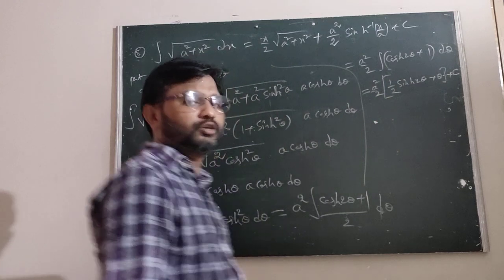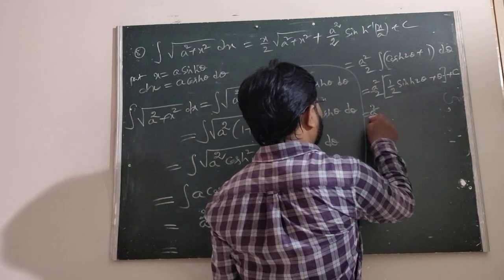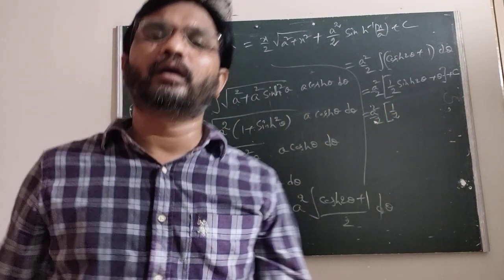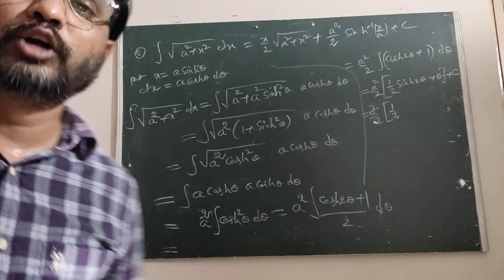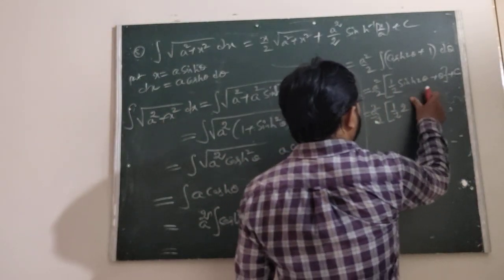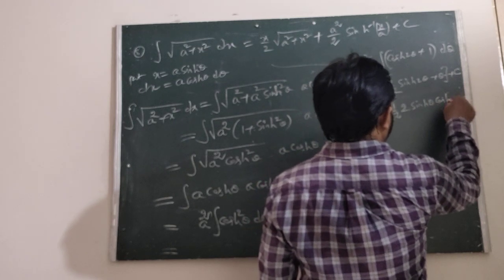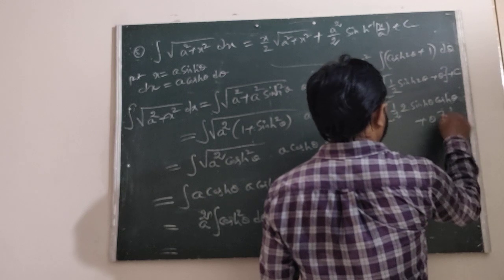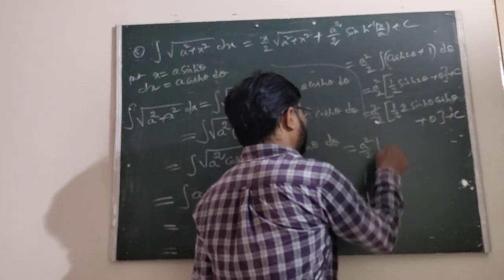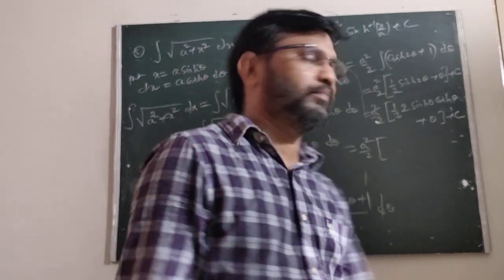We are taking also 1 by 2. After that, we are going to a square by 2 into 1 by 2 into sin h 2 theta. Sin h 2 theta is 2 sin h theta cos h theta. This is of the form 2 sin h theta into cos h theta plus theta plus c. Is it okay? We can write a square by 2 into 2 sin h theta cos h theta plus c.